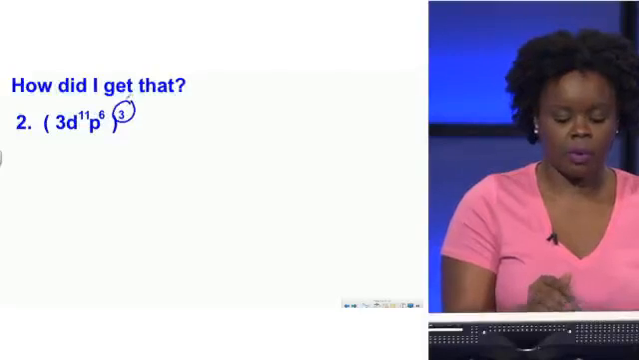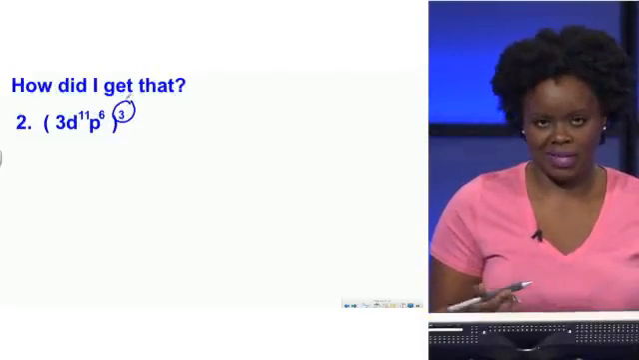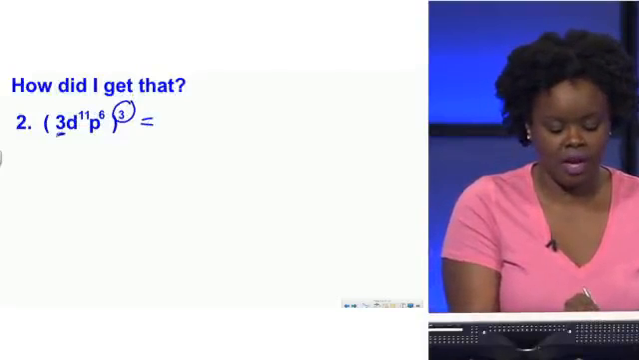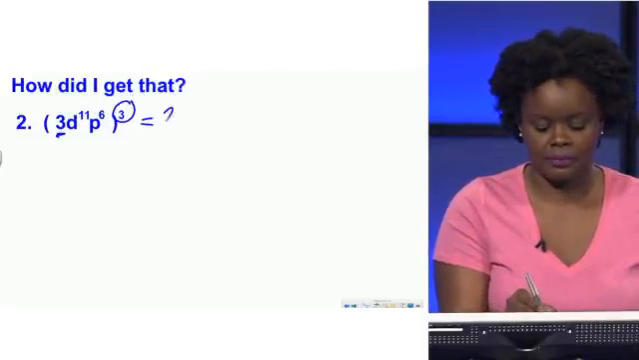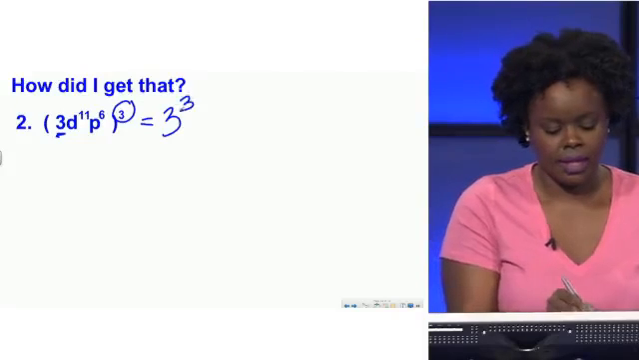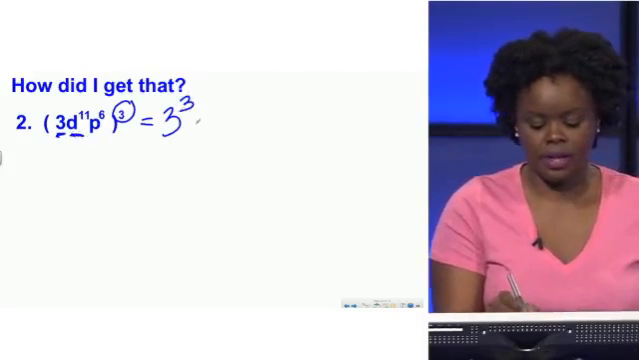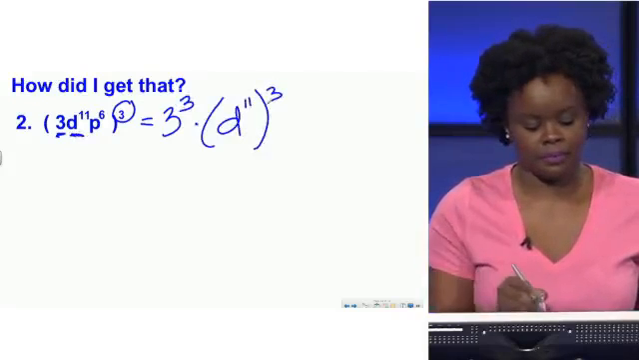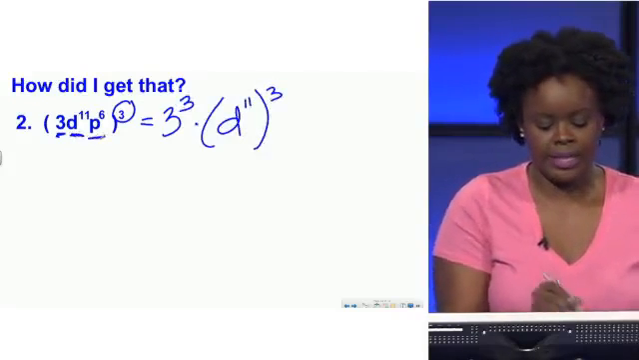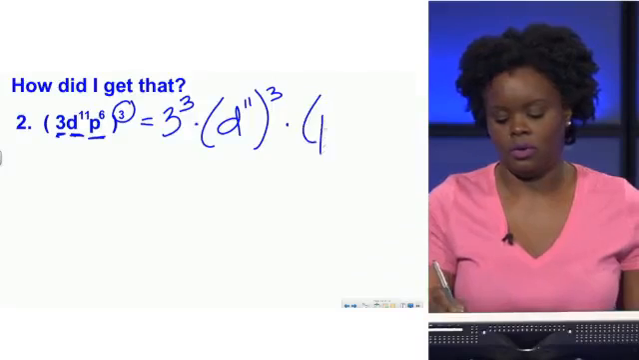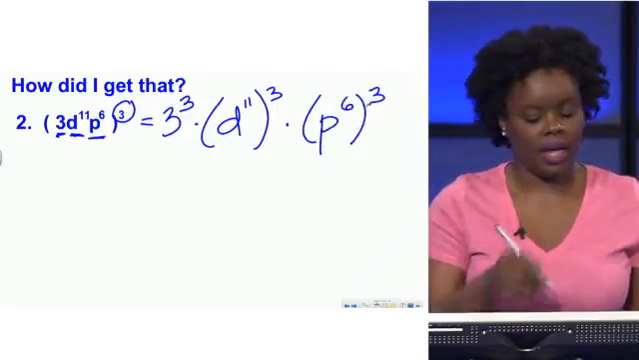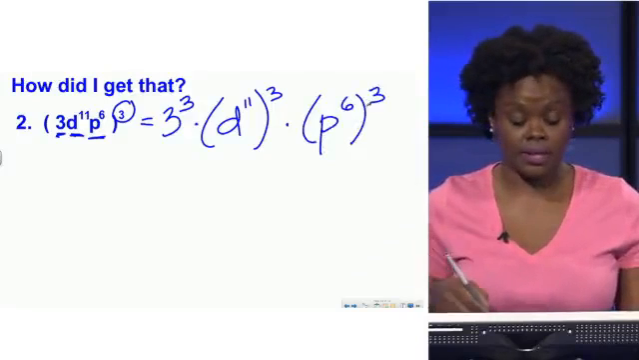Here we go. So I'm going to distribute that exponent throughout what's inside my parentheses, basically what I'm doing. All right, so I have 3 raised to the 3rd power times d to the 11th raised to the 3rd power times p to the 6th raised to the 3rd power. Okay? And then just simplify this. Just keep breaking this down.